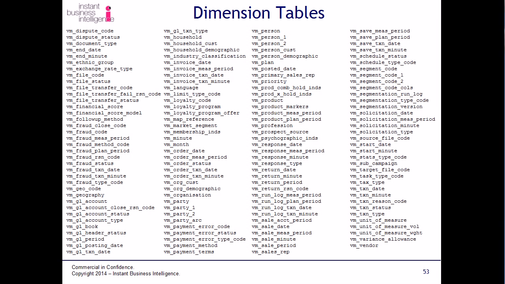Transaction information, including the transaction reason code, transaction status, transaction type. We have unit of measure, and then units of measure broken down by volume and weight. We have variance allowance to set the sensitivity of reporting, so you can vary between, say, 1% and 10%, and then that's going to red, amber, green your reports depending on whether the number is inside or outside variance, planned versus actual. And then VM vendor. So that's the list of tables inside the standard out-of-the-box model.